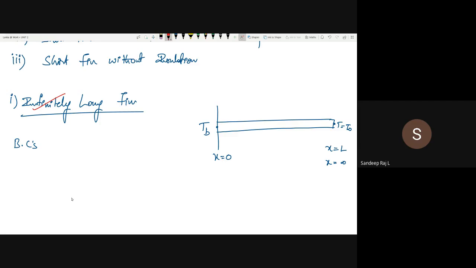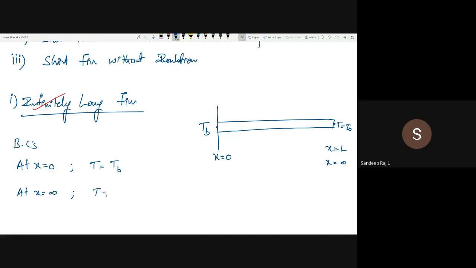Since it is an infinitely long fin, I can call that x is equal to infinity. If that is the case, what I get is, at x is equal to 0, I am getting a temperature which is equal to TB. Isn't it? And at x is equal to L, that is x is equal to infinity in our case.